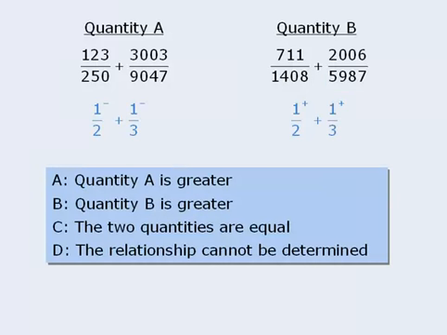From here, we can compare the quantities in parts. When we compare these two fractions that are close to 1/2, we see that this one is bigger, and when we compare these two fractions, this one is bigger. Since both numbers in the quantity B sum are bigger than both numbers in the quantity A sum, quantity B must be greater, in which case the correct answer here is B.